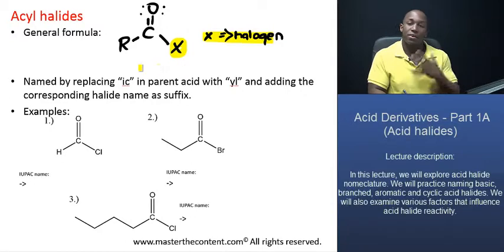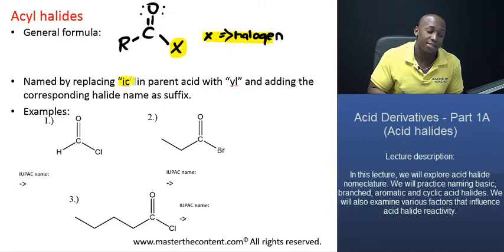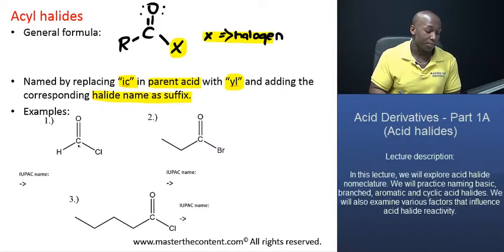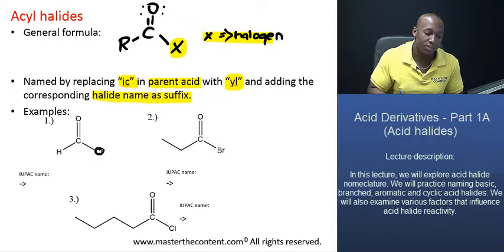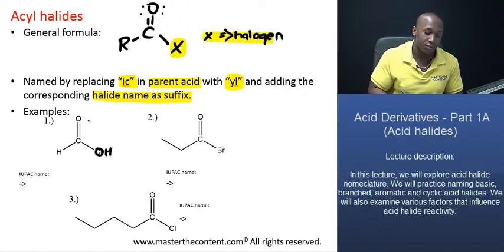Okay, so as far as naming them is concerned, pretty simple rules. What you're going to do is replace the IC in what would be the parent acid name with YL and add the corresponding halide name as a suffix. Okay, so the best way to understand what that means is by doing an example. So if I want to direct your attention to the first example we have on the screen. Now, if that compound right there was an acid, we'd have a hydroxyl group in place of that chloride atom right there. And this is the simplest acid you can have, referred to as methanoic acid.